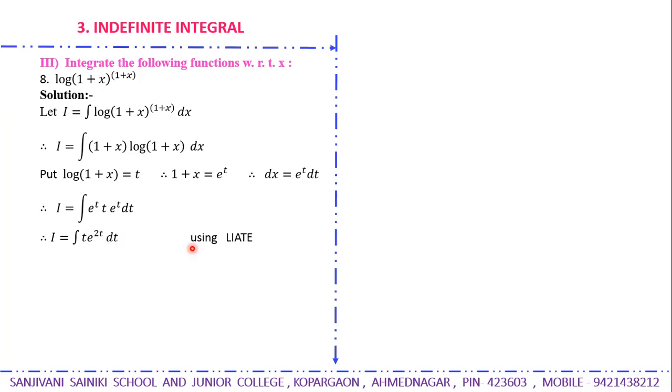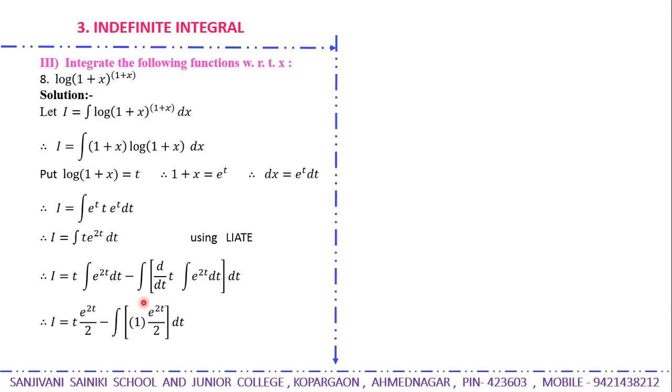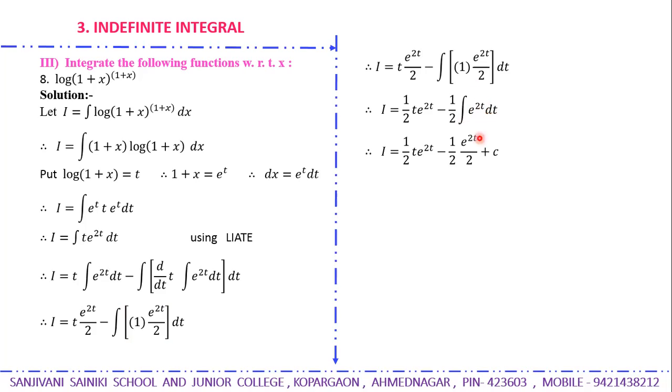So use the by parts formula with LIATE. First function as it is, integration of the second function, minus integration of the derivative of the first function into integration of the second function. So t into e^(2t)/2 minus integration of the derivative of t, which is 1, and the integration of e^(2t) is e^(2t)/2 dt. So again the integral of e^(2t) is e^(2t)/2. So simplify, taking 1/4 e^(2t) common, you get e^(2t)(2t − 1) + c.